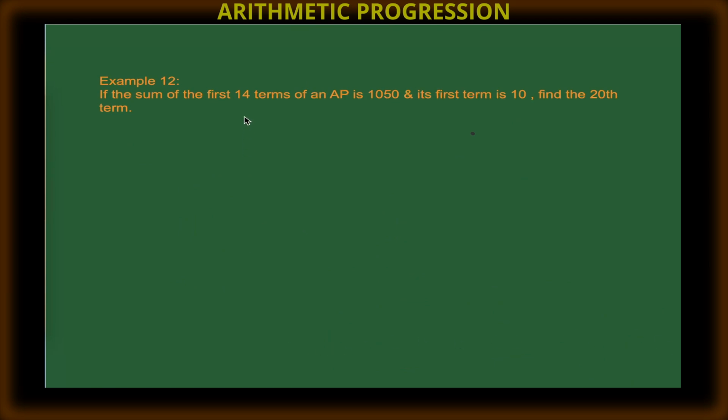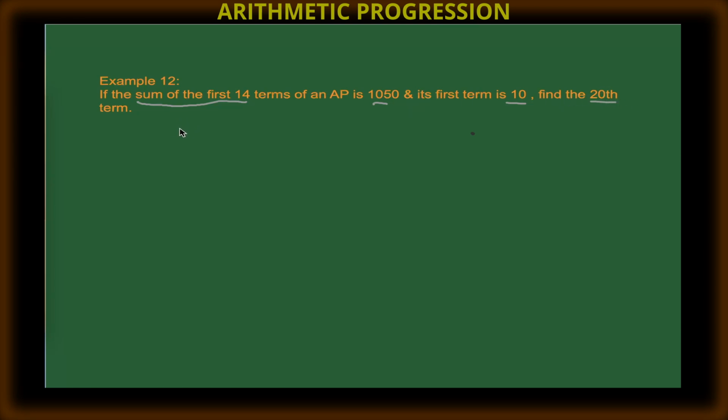Okay, student, let's analyze this particular example. What is it trying to say here? If the sum of the first 14 terms of an AP is 1050, so here it's talking about the sum of the nth term. Here the number of terms is 14 of an AP. Its first term, A, is given. Find the 20th term. So the term to be found is the 20th term.